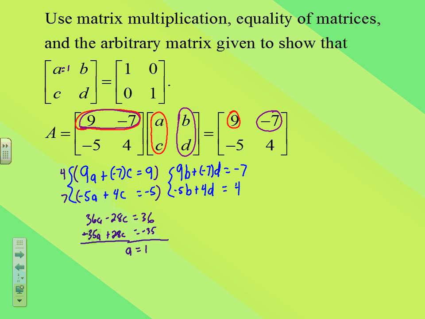So now I'm going to take that 1 and stick it into one of the other equations to figure out what c is. Let's put it into the second equation here. So if I say negative 5 times 1 plus 4c to be equal to negative 5, let's figure out what c is. So negative 5 times 1 is negative 5, plus 4c equals negative 5. If I move the negative 5 over through addition, I'm going to wind up with 4c equal to 0. So dividing 0 by 4 does give me 0. So yes, we are showing that c is in fact 0. So far 2 for 2.